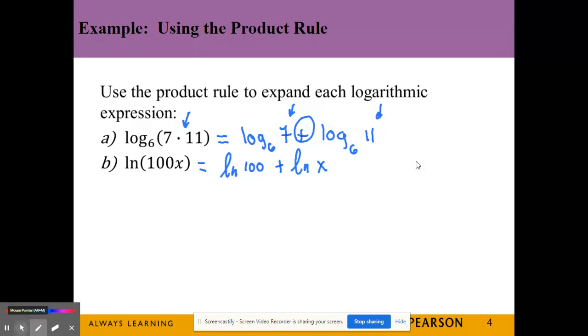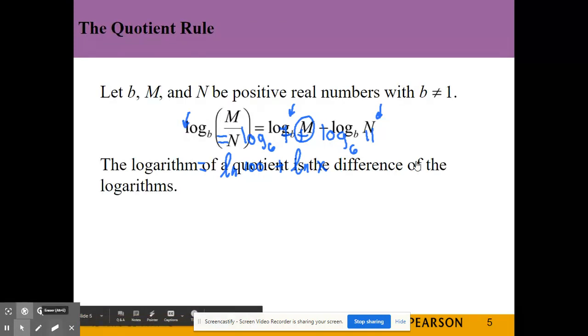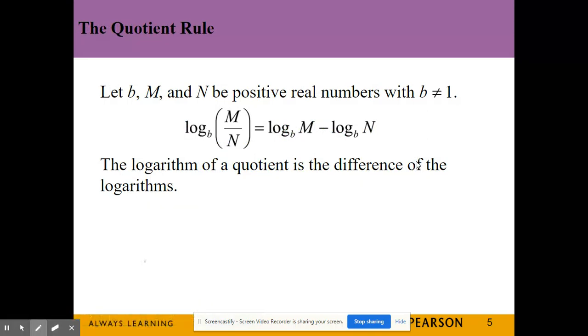All right, so let's take a look at the next rule, the quotient rule. Well, multiplication was linked by addition. So if there's division inside the log, it becomes subtraction on the outside. And again, that's the same thing with the exponent rule for dividing. If you have two like bases with exponents and you divide one by the other, you subtract the exponents. Same thing. We're linking division here with subtraction here.